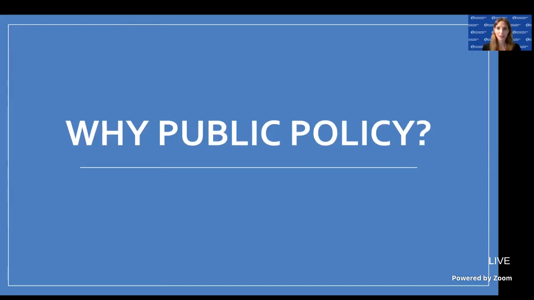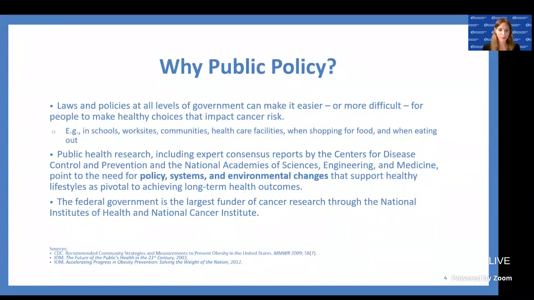So first, why public policy? Public policy is a way to amplify the impact of your research. And research has shown that laws and policies at all levels of government can make it easier or more difficult for people to make healthy choices that impact their cancer risk. For example, think about the nutritional quality of the food that's available in schools and work sites and communities. Think about the nutrition labels that you see when you're eating out or shopping for food. Those are all influenced by public policy. And research points to the need for policy, systems and environmental changes as key to shaping people's behaviors as they relate to diet and weight.